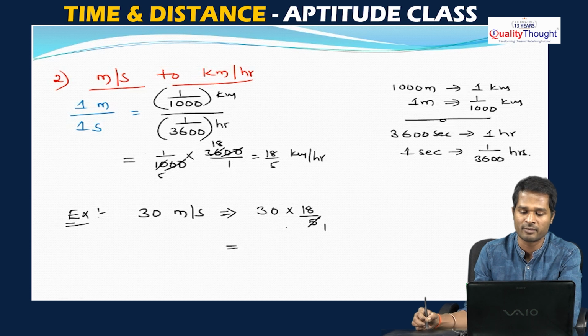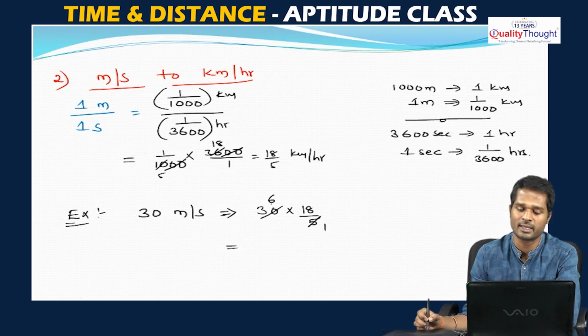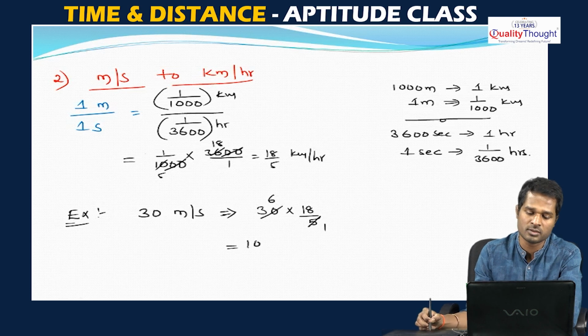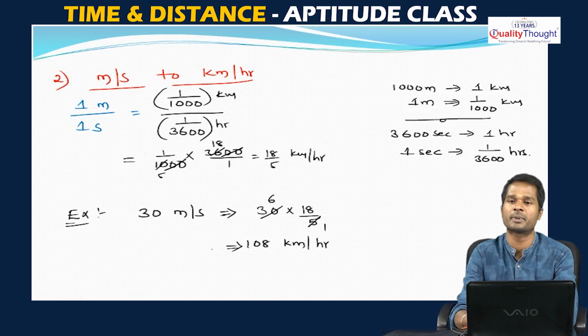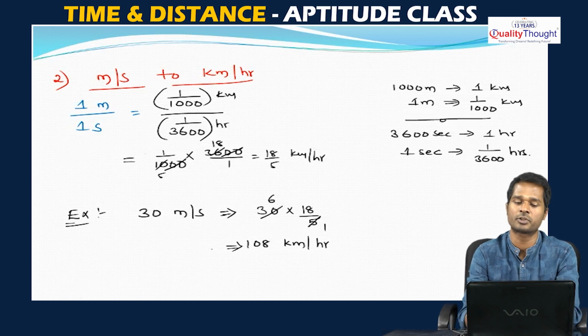So 30 into 18 by 5: 5 sixes are 30, 18 sixes are 108 kilometers per hour. See, 6 eights are 48, 6 ones are 6, plus 4 is 10. So 108 kilometers per hour.